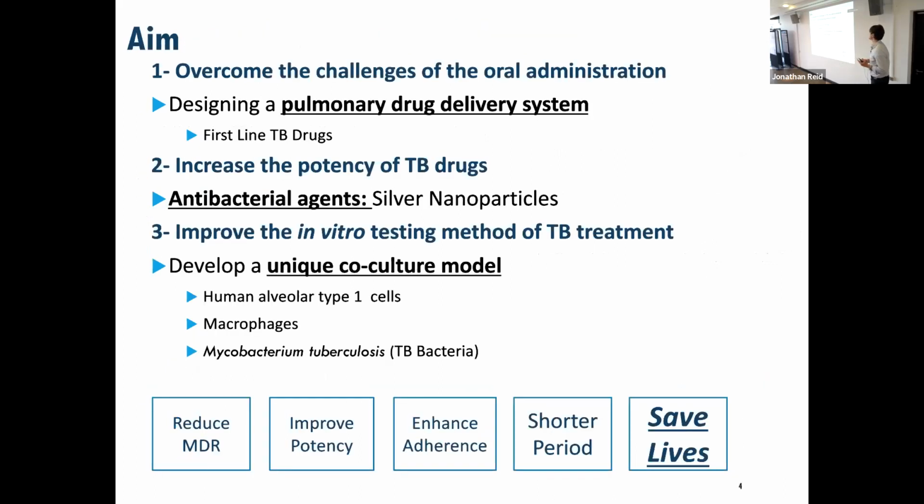So the aim of my project is to overcome this problem by designing a direct inhalation therapy going to the site of infection in the lungs. This therapy will contain many first-line TB drugs, and also an antibacterial agent, which is silver in my case. This is just to help kill the bacteria. The third aim of my project is to design a model containing type 1 alveolar epithelial cells, type 2 cells, macrophages, and also the bacteria itself, just to make sure that our system is safe, but also efficient.